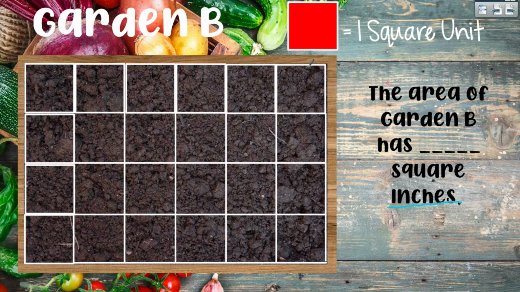Now, we're going to do the exact same thing we did in garden A. We're going to count our squares in order to find the area. When adding all the squares together, it will give us the area of garden B. Let's get started.